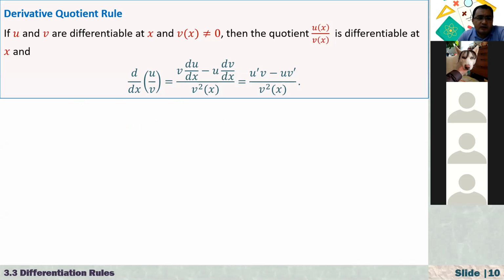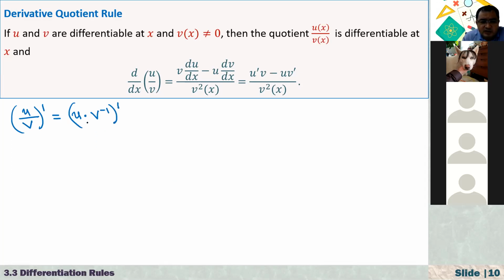How about the quotient rule? If u and v are differentiable at x and v is not equal to 0, then the derivative of the quotient u over v is equal to (u prime v minus u v prime) over v squared. Using the actual definition we can calculate this, but I'm going to use the previous property. Actually, I can just write u over v as u times v to the power of minus 1, and here we have prime.